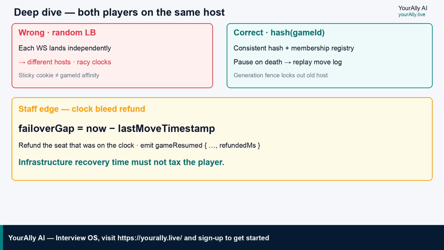Production frameworks like Akka cluster sharding or Orleans virtual actors make placement a directory a coordinator owns, and draining deploys avoid reshuffling healthy games. Lichess style systems live in that world. In a whiteboard interview, hashing plus registry plus log replay plus clock refund already carries staff signal. Then name the framework path as what you would ship. Probe: who pays for 800 milliseconds of reassignment? Answer: the platform, via refund.